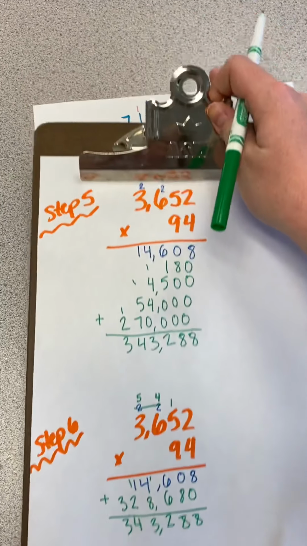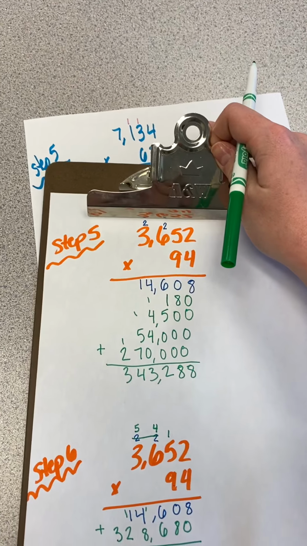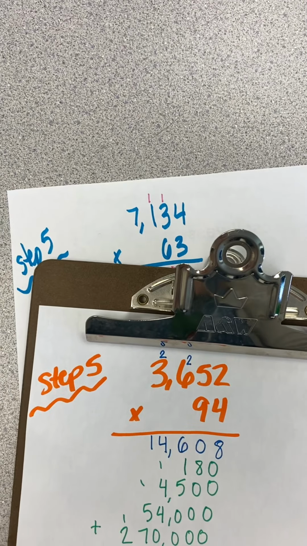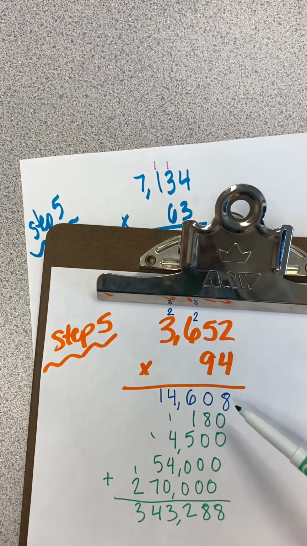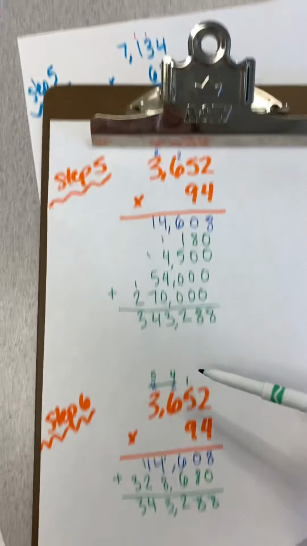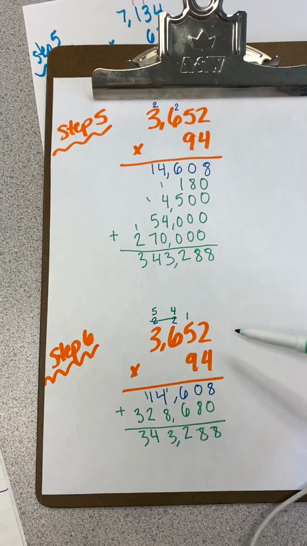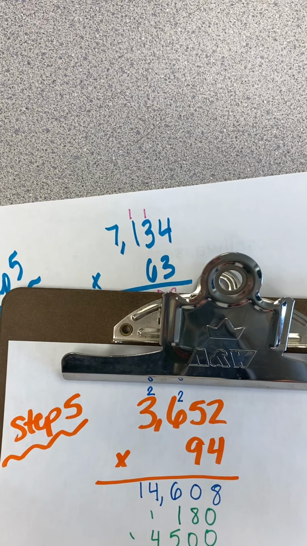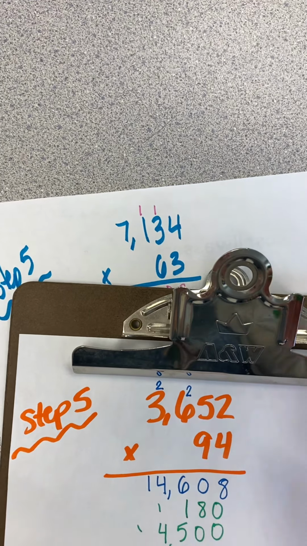Here is a problem for you to try on your own. 7,134 times 63. You can do it with either step 5, where you do the standard algorithm with a partial product, or do all the standard algorithm. Go ahead and pause the video and solve the problem, and unpause it when you're ready to check.